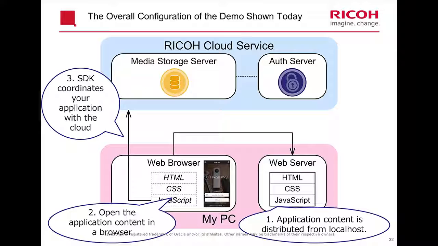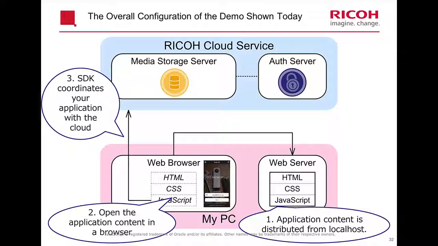This slide shows the overall configuration of the demos shown today. The storage server and authentication server are placed on the cloud side. The application runs in a browser on the client PC side. You will need to have a local server that runs on the client PC side in order to distribute application contents. In this configuration, the application will perform the 3 steps shown in the figure.